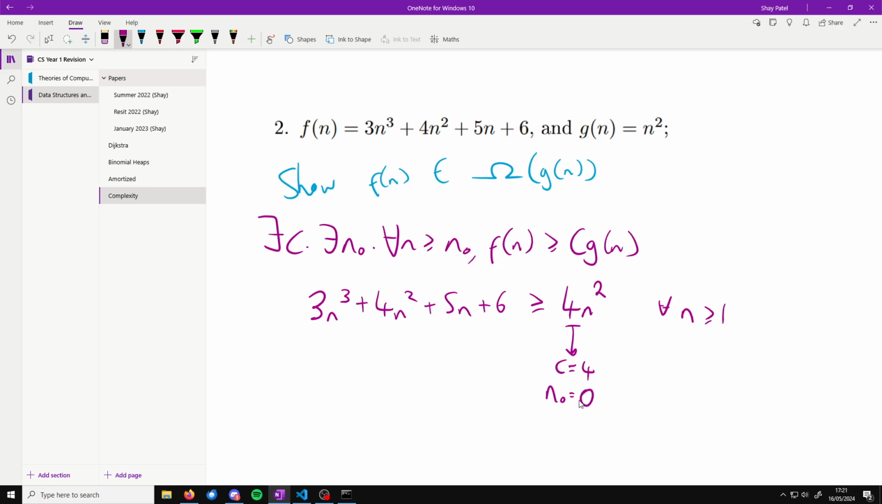But 0 might not work because it might not work with n equals 1. Actually, it would, yeah. So 0 would work in this case. Yeah, exactly. If we subtracted this from both sides, we'd just have these terms is greater than 0. And that's why this is a nice obvious choice. Good spot.